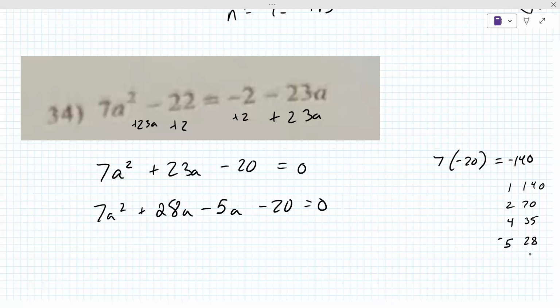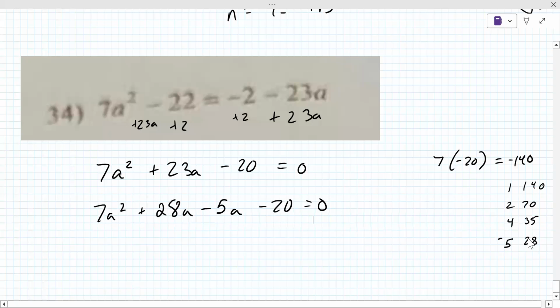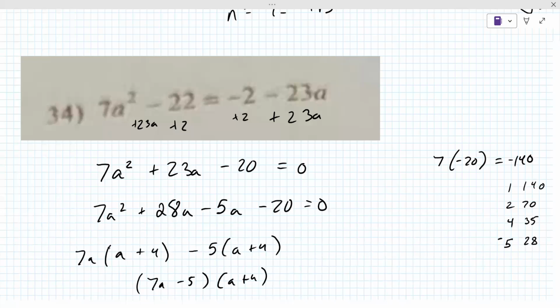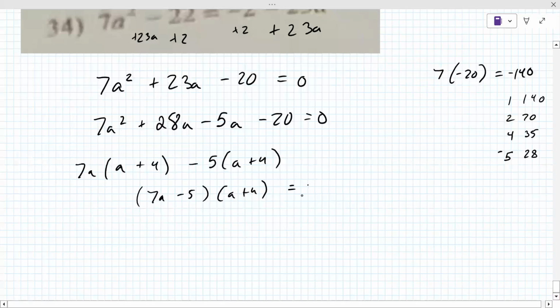Why don't you try working it out from here? Okay, so 7a, so a plus 4, a plus 4, and then that's negative 5. 7a minus 5, a plus 4, so a equals negative 4, and a equals 5/7. So I got a equals negative 4 and a equals 5/7. You are correct. Very good.